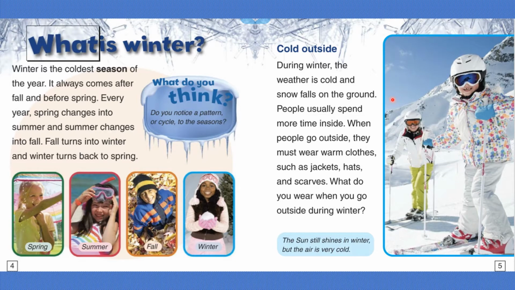If we look at these two pages carefully, boys and girls, we see our heading and we see our subheading. We see photographs. We see captions with the photographs. And over here, I see a photograph, and the caption says, the sun still shines in winter, but the air is cold. What do you think? Do you notice a pattern or cycle to the seasons? Spring, summer, fall, winter. Do you notice a pattern, boys and girls?